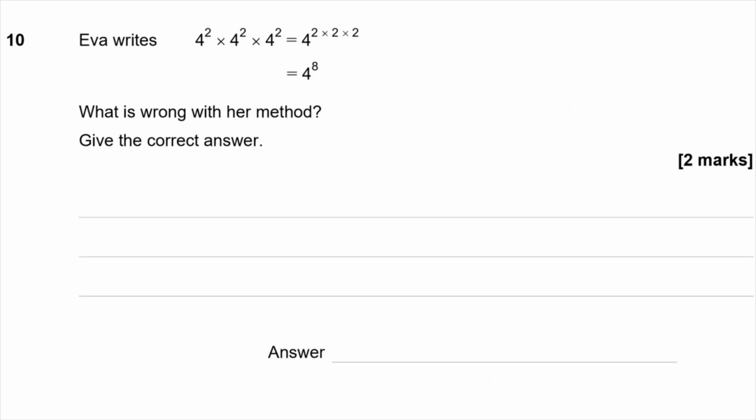Question 10. Eva writes 4 squared times 4 squared times 4 squared equals 4 to the power of 2 times 2 times 2, which is 4 to the 8. What is wrong with her method? Eva, I hope you haven't got your exam in a few weeks' time. When you've got numbers with the same base and you multiply them together, you add the indices, you don't multiply them. So the correct answer is 4 squared times 4 squared times 4 squared equals 4 to the power of 2 plus 2 plus 2, which is 4 to the power of 6.